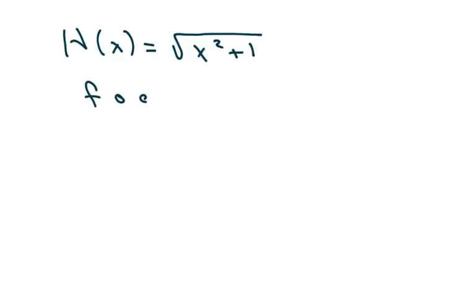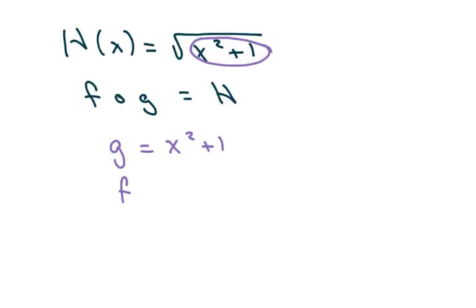We have h of x equals the square root of x squared plus 1. So we need f composed with g equals h. So our inner function is x squared plus 1, that's your g. And your outer function is f, so that's just going to be square root, and we're going to let this whole thing equal x. Okay?